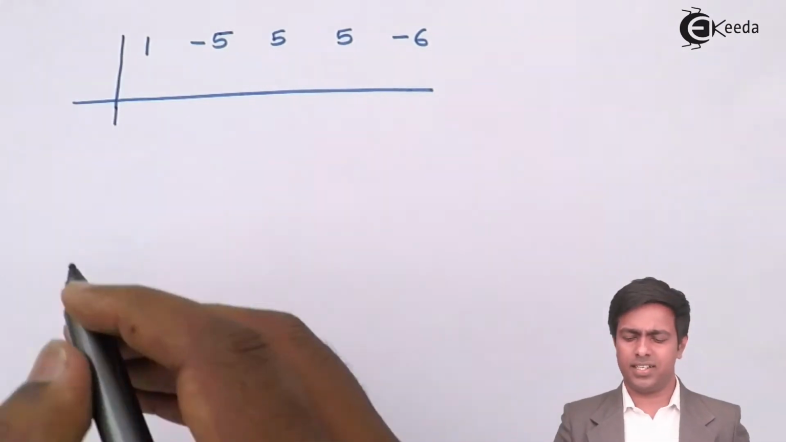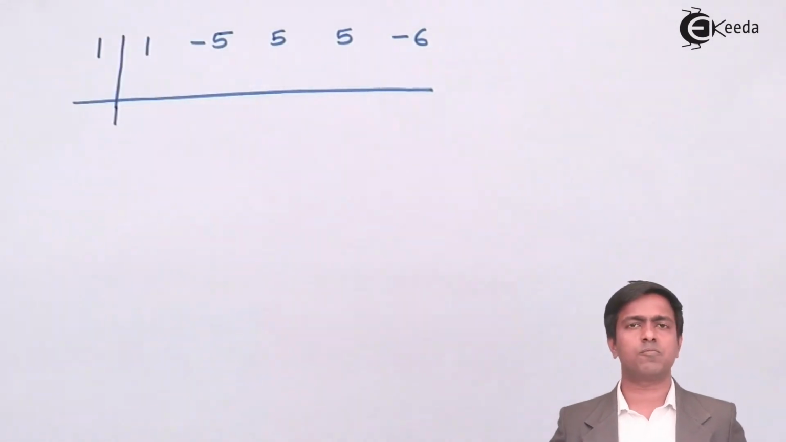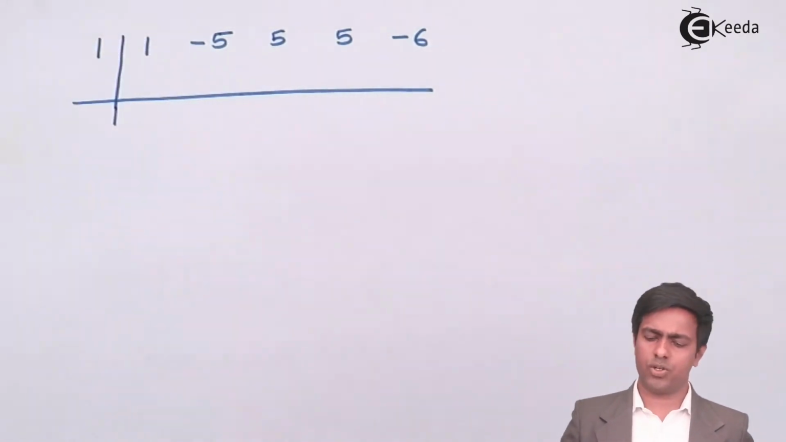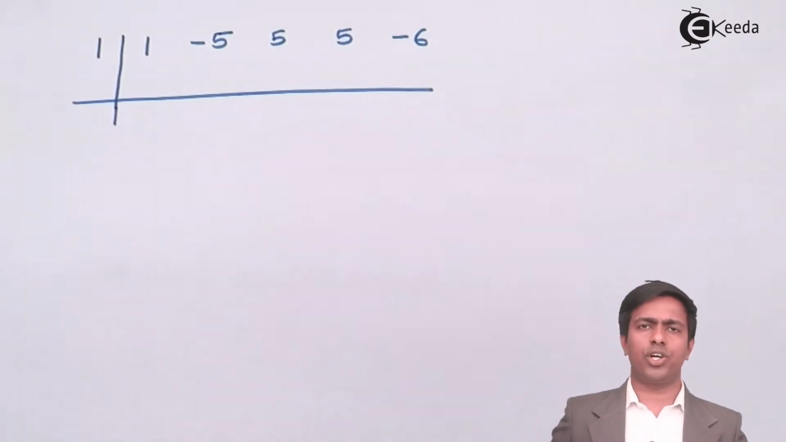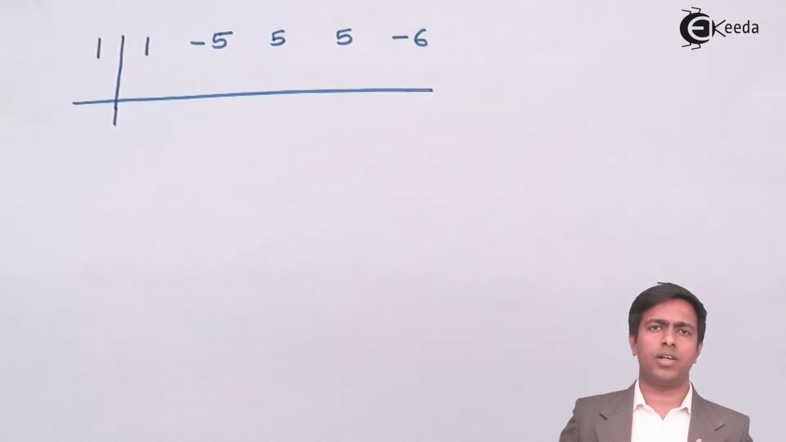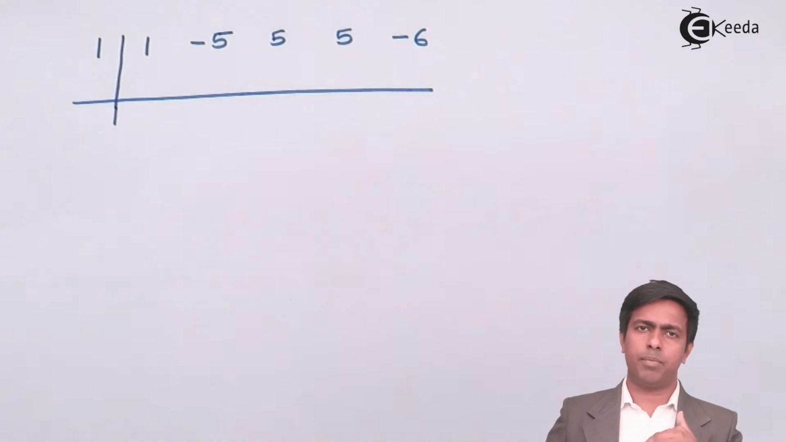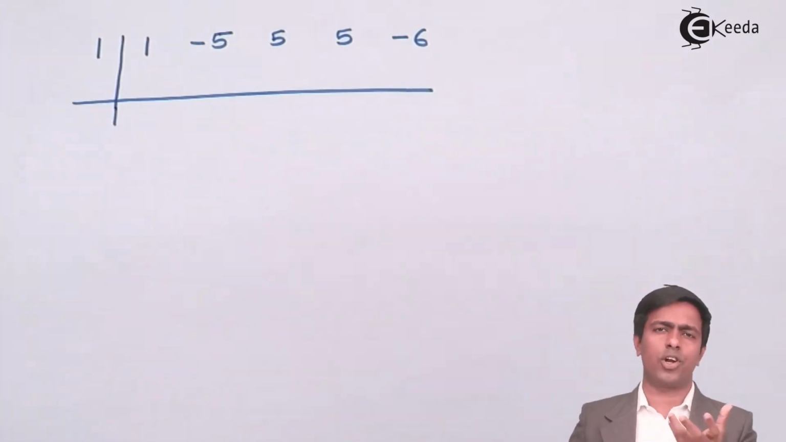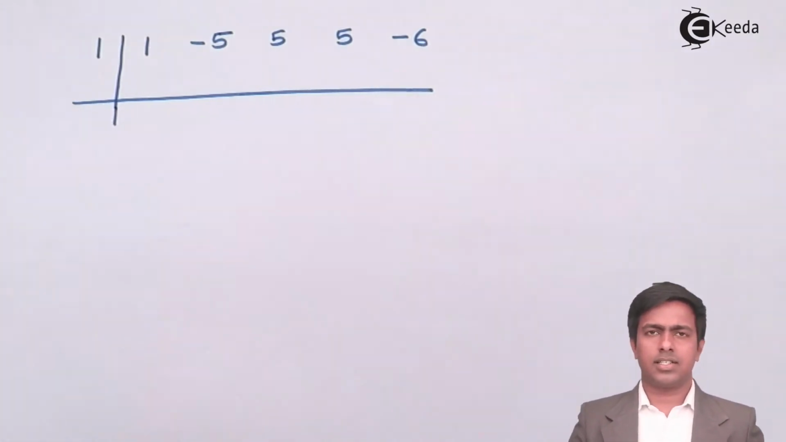So let's consider the first root as 1. I always tell the students, you start with 1. If 1 is not the root, check for minus 1. If it is not there, then 2, then minus 2, then 3 and minus 3, you will get one of the roots. So let's start with 1.